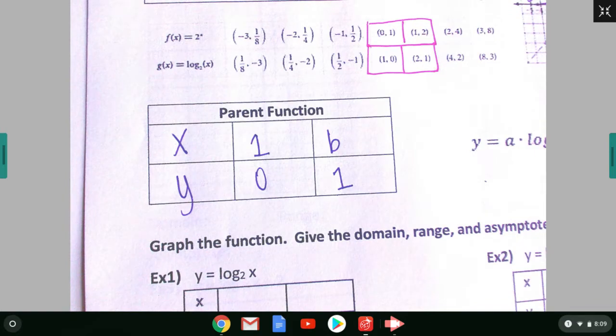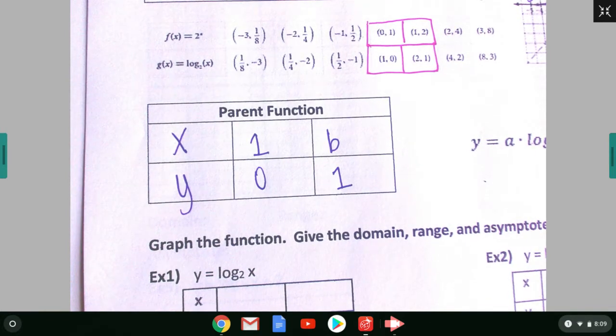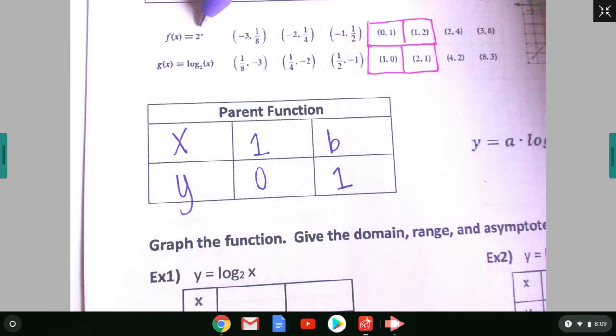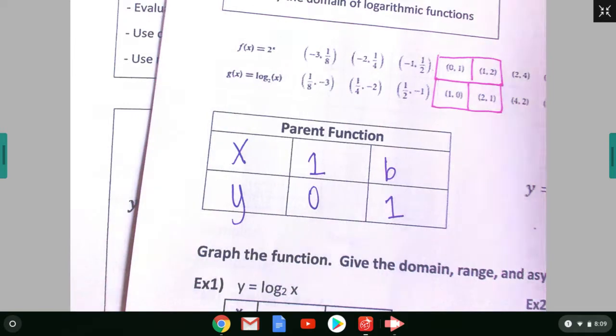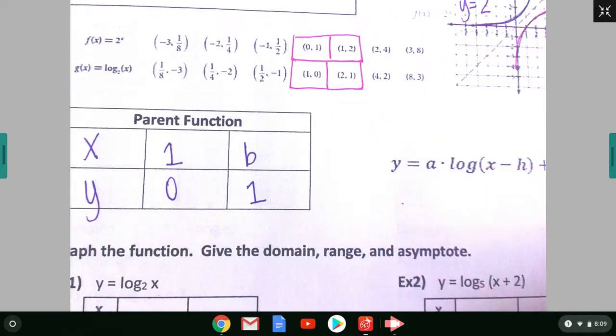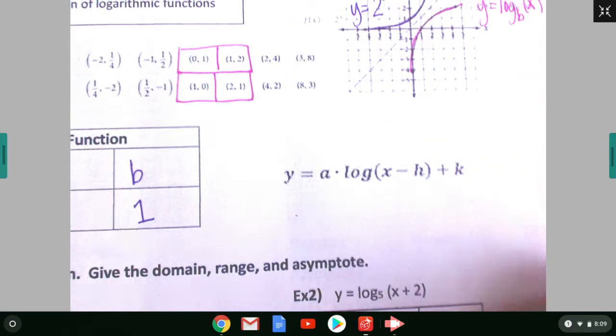And then the b comes from the base of the log. So before, our b in this case was 2, because it was the thing that was to the x. In this case, it's down there as the base of this log function that we're dealing with. So this is how the transformation function will look.